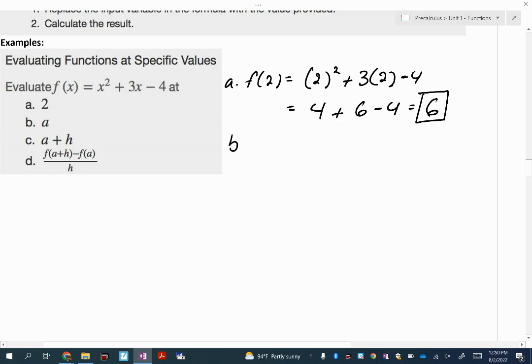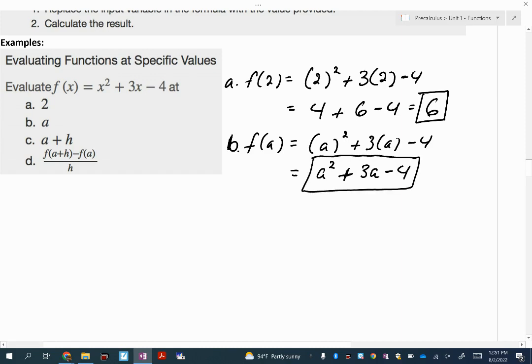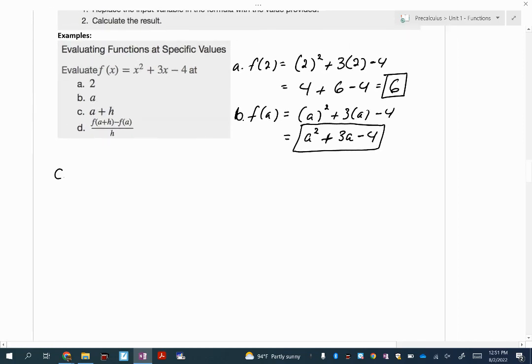Let's do letter B. Okay, so letter B says to evaluate this function at letter A, so f of a. So I'm going to replace my parentheses with a. Okay, so that went into all of my input values, my x, and it becomes a. And so actually, because this is a different letter or variable, I'm going to leave it as a squared plus 3a minus 4. So this is the answer for f of a.